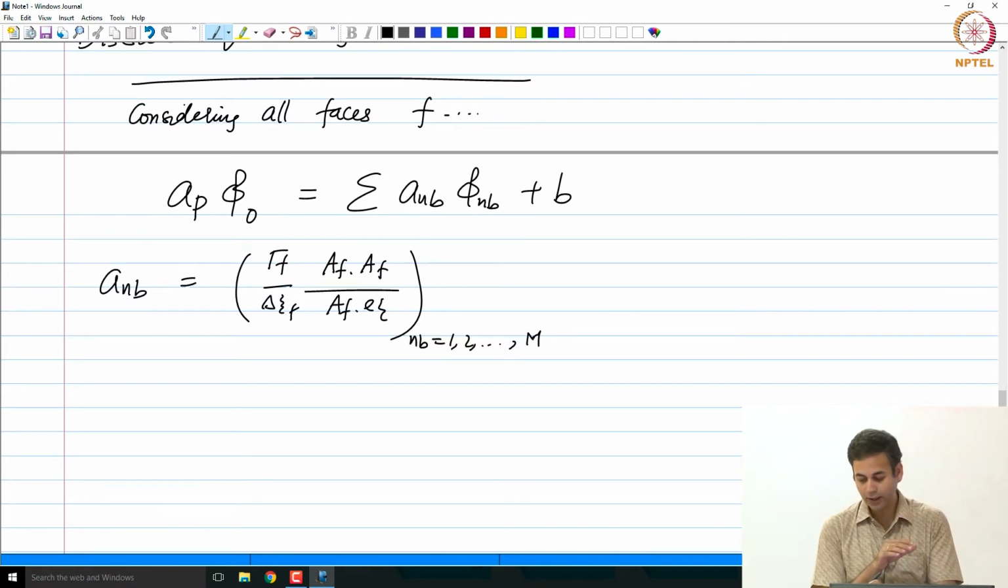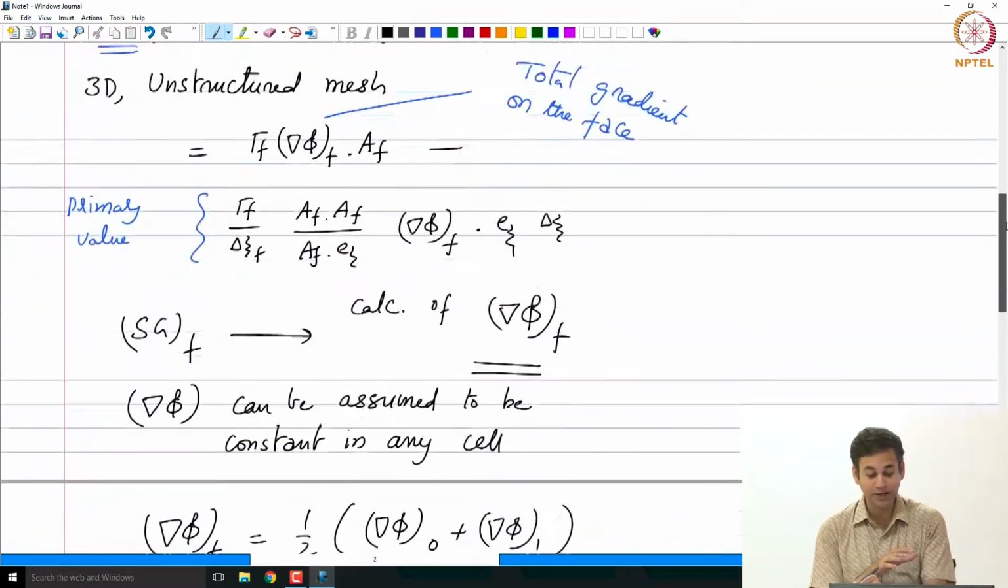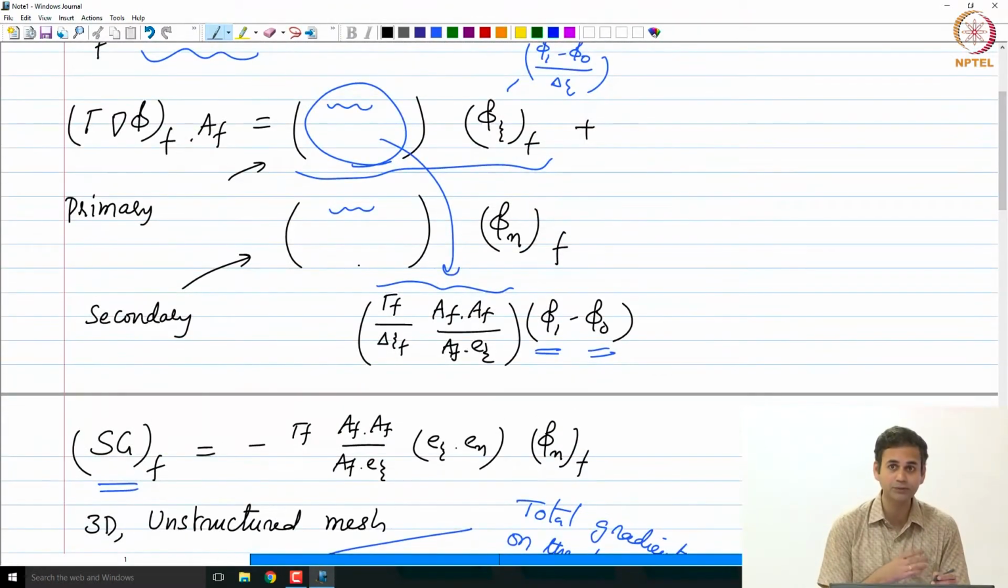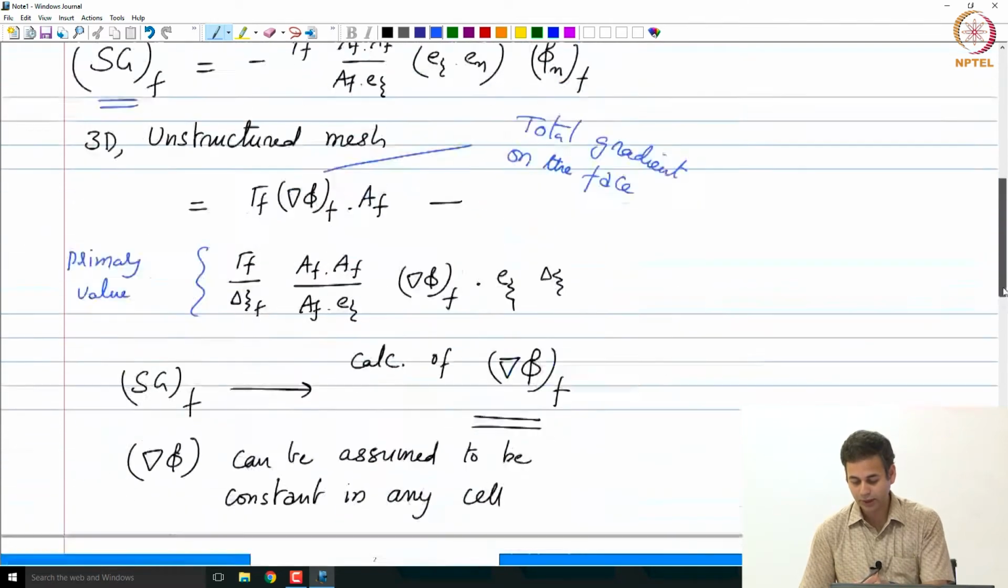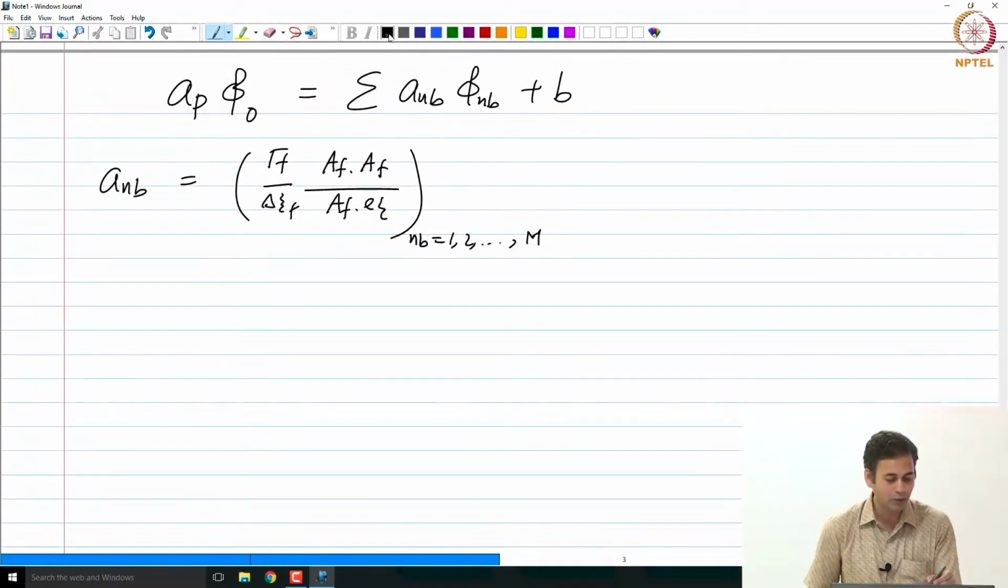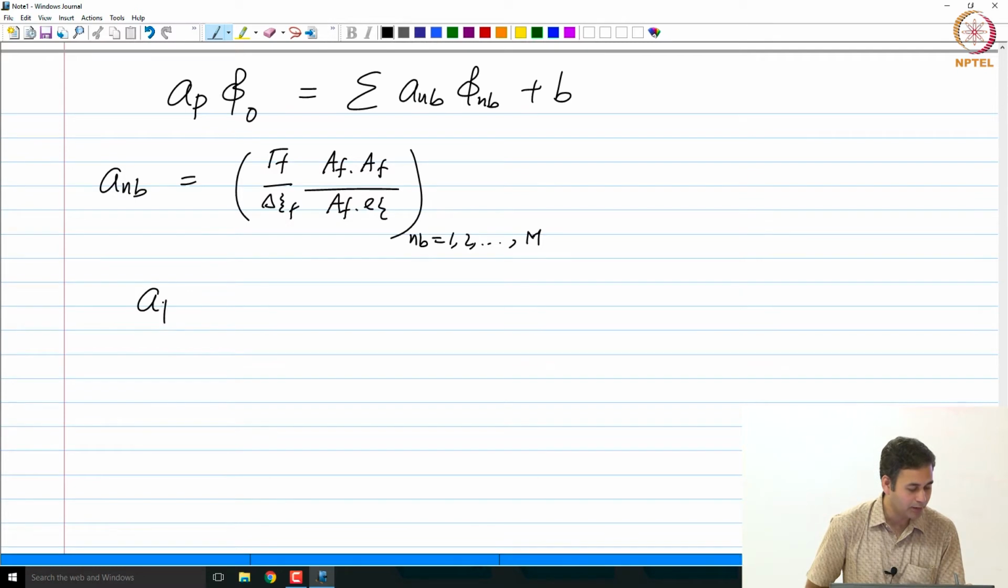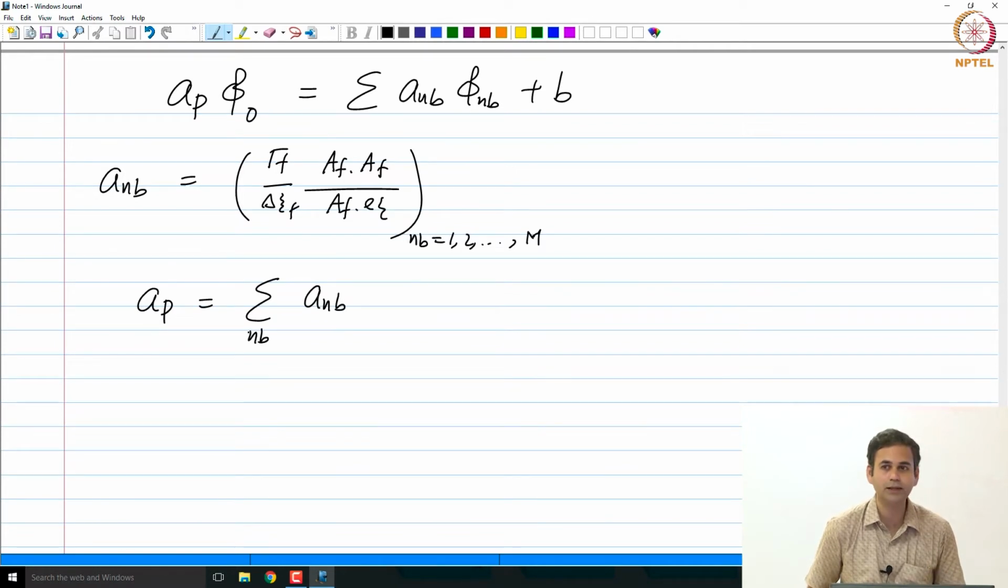We do not have any contribution coming from the secondary gradient into the a p, because we said all the contributions coming from the secondary gradient would go into b term, okay. This will go into b, as a result we do not have anything there. Okay. Then what else will be expressions for a p? Summation a and b, because sigma a and b all the neighbors. What else will go into a p? Minus s, sp, sp delta v 0, right, that is what will go into a p.